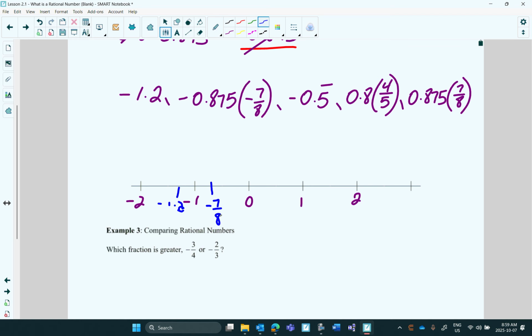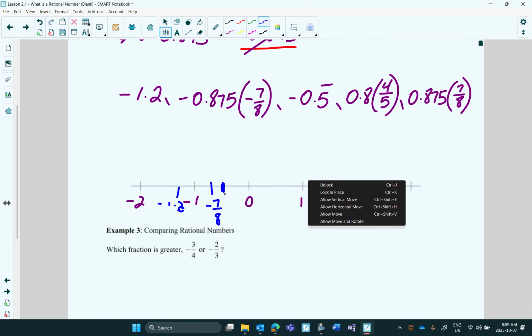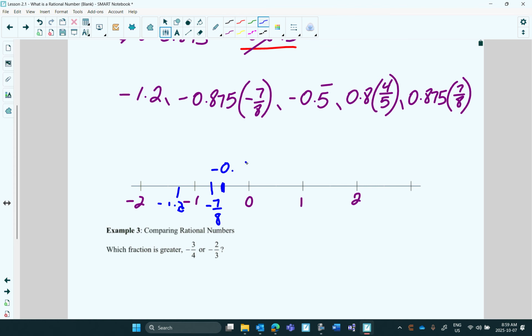How about negative 0.5 repeating, which is really, really close to negative 0.5? Here, halfway between 0 and -1. Because remember, positive 0.5 recurring would be halfway between 0 and 1, but if we attach a negative to it, it goes halfway between 0 and -1. So this is where negative 0.5 repeating would go.